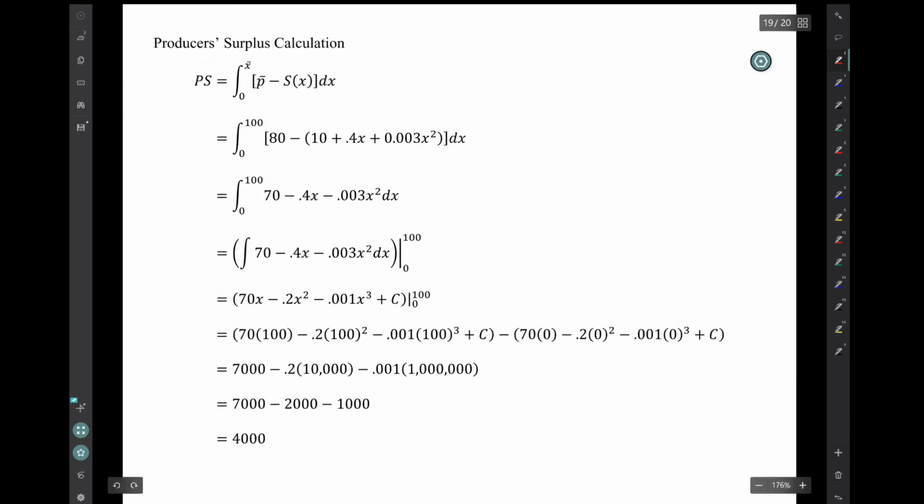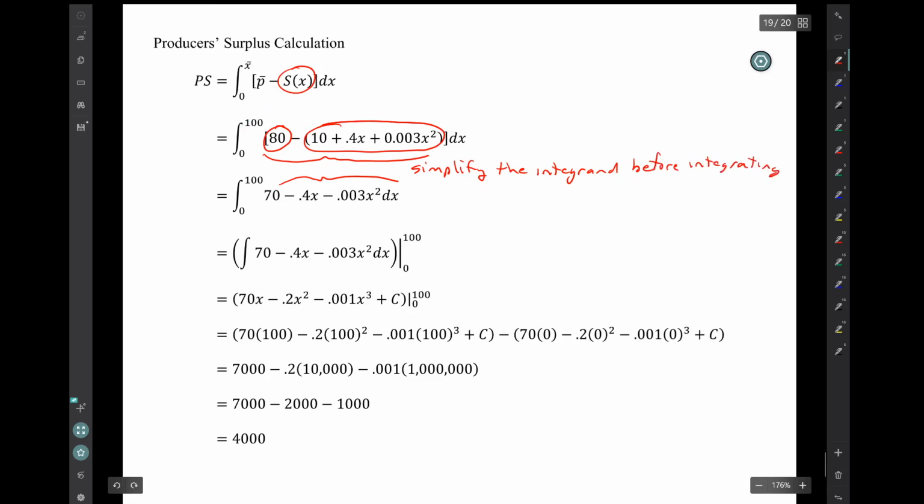Here's the definite integral calculation. We substitute in our x bar, which is 100. We put in our p bar, which is the value 80. We put in our supply price function, which is this messy quadratic function. We simplify the integrand before integrating. And we reach this definite integral.